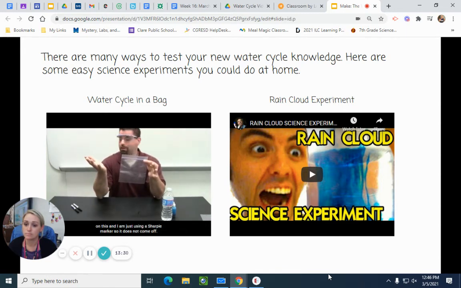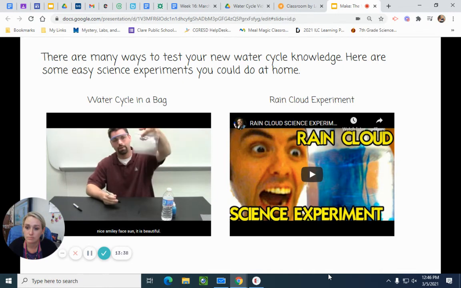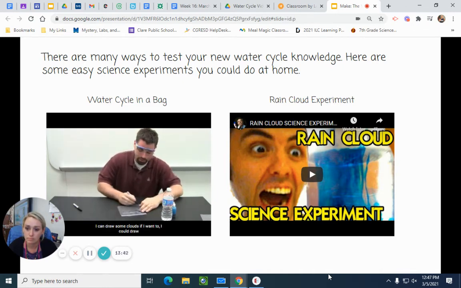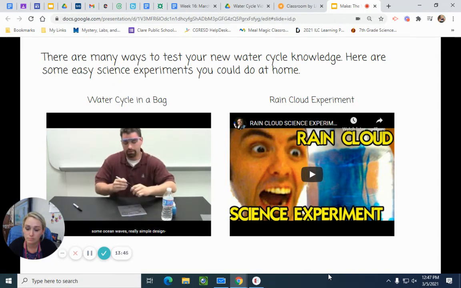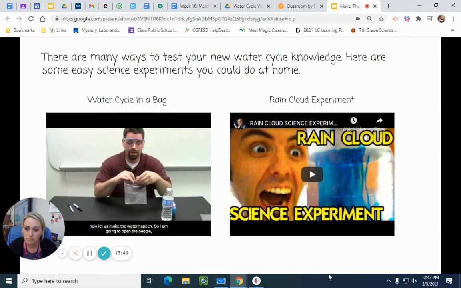So I'm going to draw a design on this, and I'm just using a Sharpie marker so it doesn't come off. I'm going to draw a sun because that's what powers it. Nice smiley face sun. Beautiful. I could draw some clouds if I want to. I could draw some ocean waves. Really simple design. Now let's make the water happen.